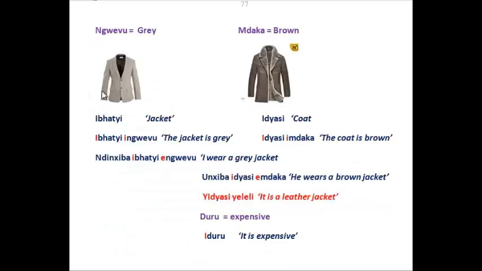Good. Our next two garments, ibhayityi, a jacket, and idyasi, a coat. And our relevant colors, ngwevu, gray, and of course once again mdaka, brown. How do we describe the ibhayityi? Ibhayityi ingwevu. Ndinxiba ibhayityi engwevu.